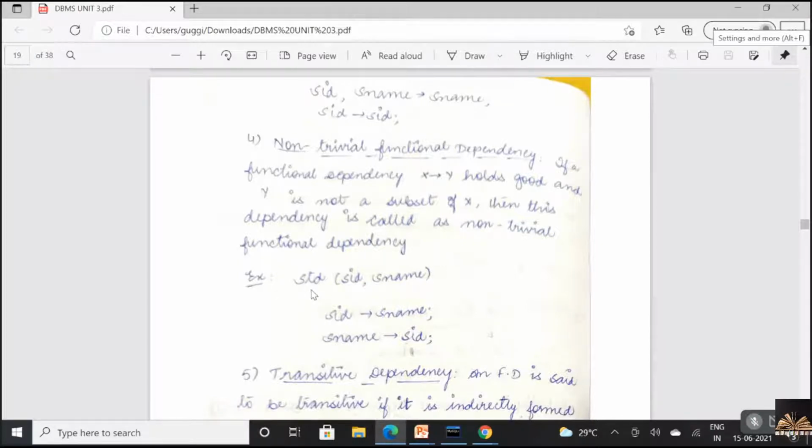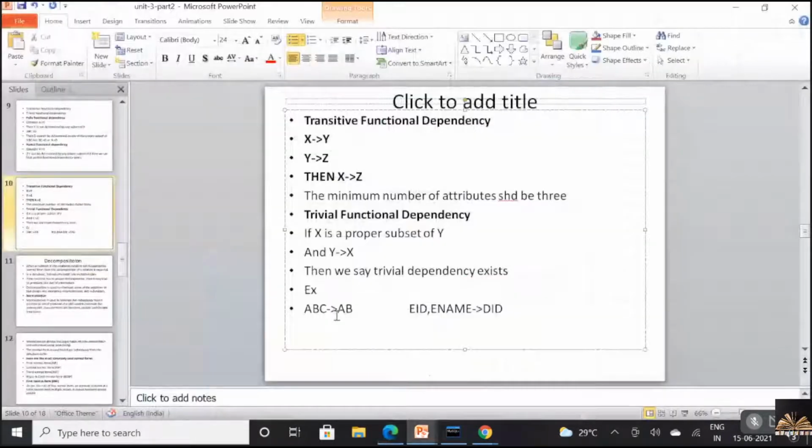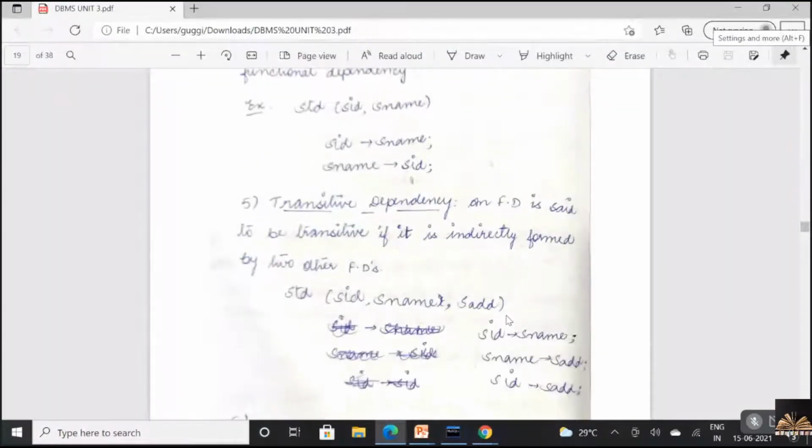See, in student, I've got SID, comma, SName. SID implies SName. SName is not a subset of SID. Hence, I say that this is a non-trivial functional dependency. So here also, EID, ename is determining the department ID. But DID is not part of EID, ename. Hence, I can say that this is a non-trivial functional dependency.